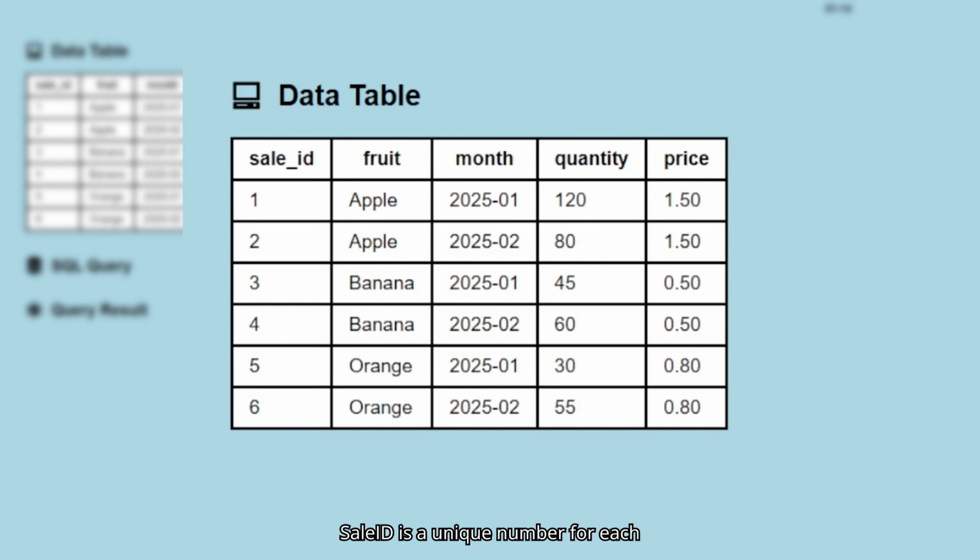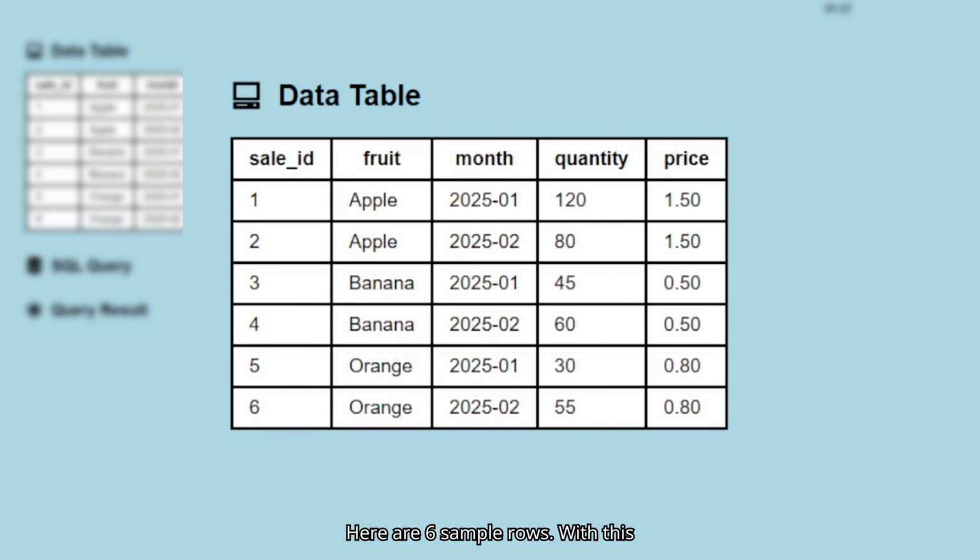The sale_ID is a unique number for each transaction. The fruit column tells you whether that transaction involved apples, bananas, or oranges. The month column records when the sale happened, in year-month format. The quantity column shows how many pieces of fruit were sold in that transaction. Finally, the price column gives the unit price in dollars.